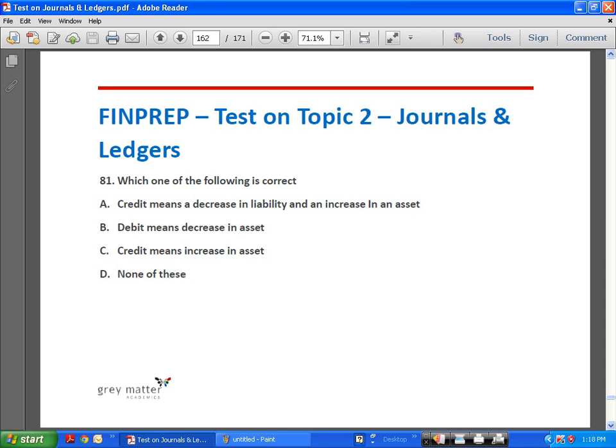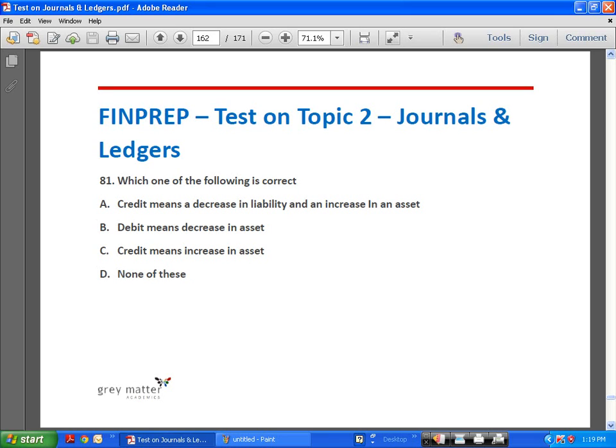Which one of the following is correct? Credit means decrease in liability and an increase in asset. Debit means decrease in asset. Credit means increase in asset. None of these. According to the accounting equation approach, all increases in assets have to be debited, all increases in liabilities have to be credited. Whenever an asset decreases, it has to be credited, and whenever a liability decreases, it has to be debited.